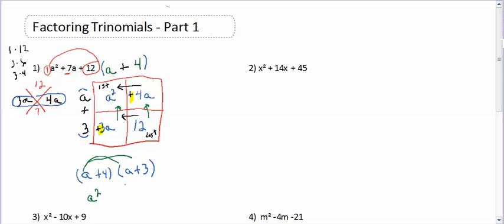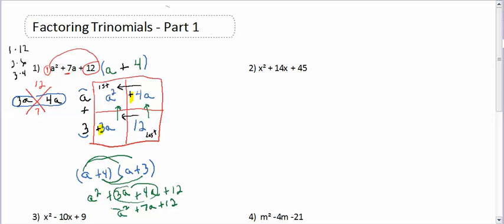A times 3 is 3a. 4 times a is 4a, and 4 times 3 is 12. When I add these two together, I get a 7a. And I still have plus 12, and over here I have a squared.